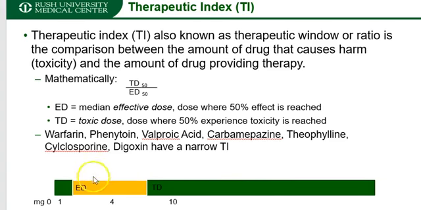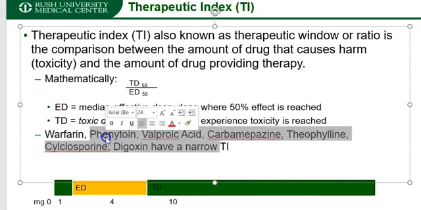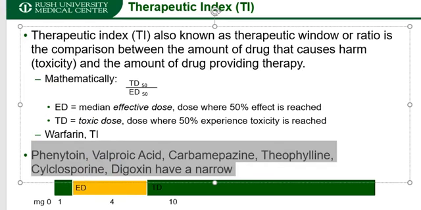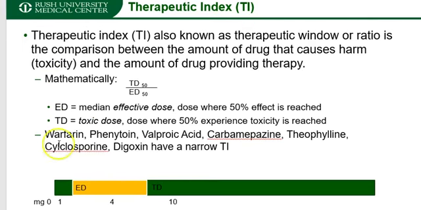In order for this drug to work and have optimal clinical outcomes, you have to be within this yellow region. So this is your therapeutic window. This window is quite small, right? You're only looking at between 2 and maybe 7 milligrams. If you take too little, you're not going to receive enough therapy. If you take too much, you're going to experience toxicity. So these drugs that are listed here all have a narrow therapeutic window.